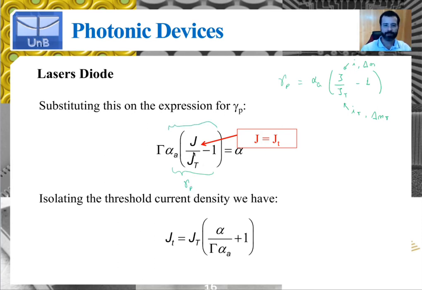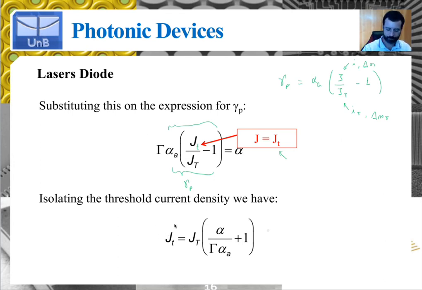So this is the new condition, and when it's satisfied, by definition, oscillation starts to occur. So the value of J that results from this equation will be the threshold current density by definition. So we can substitute J lowercase t here and isolate this current density, and this is what we'll find. And this is actually the threshold current density.